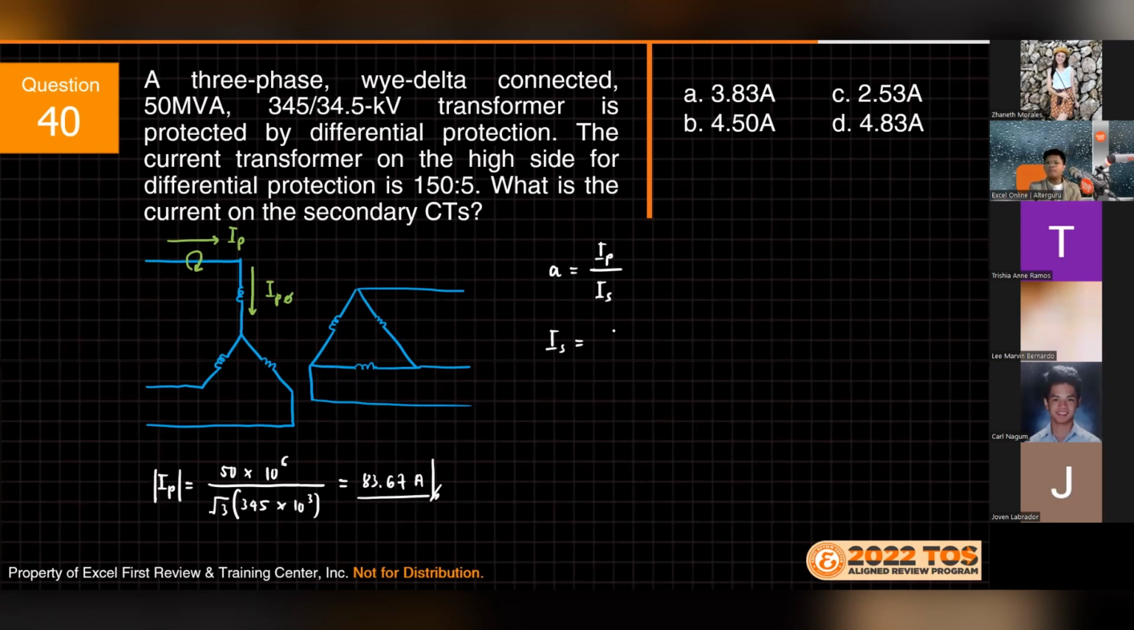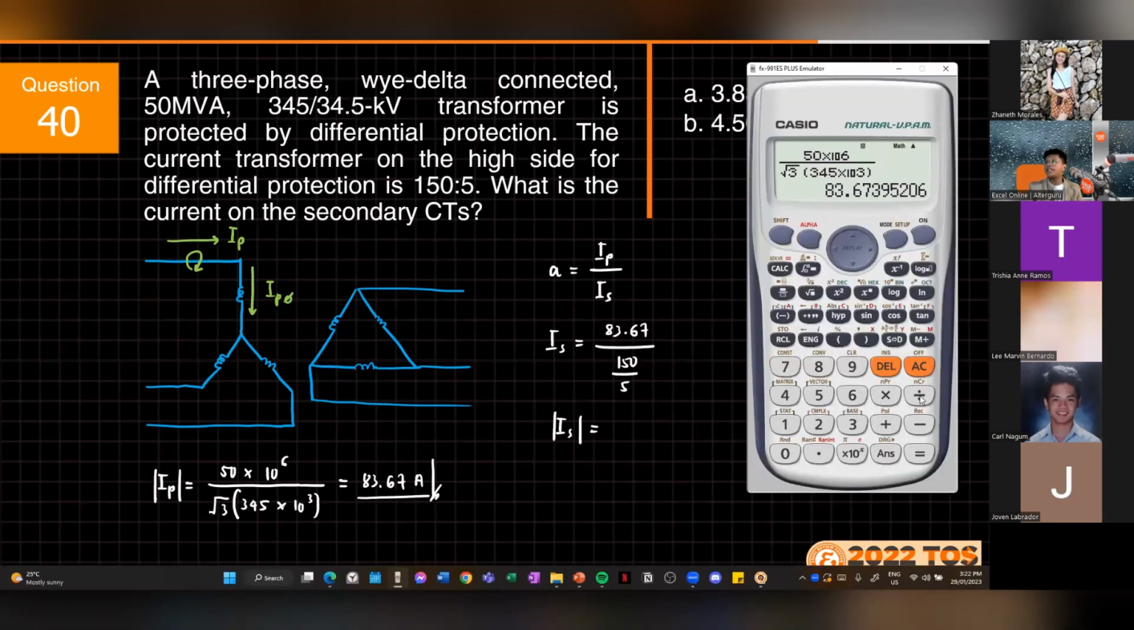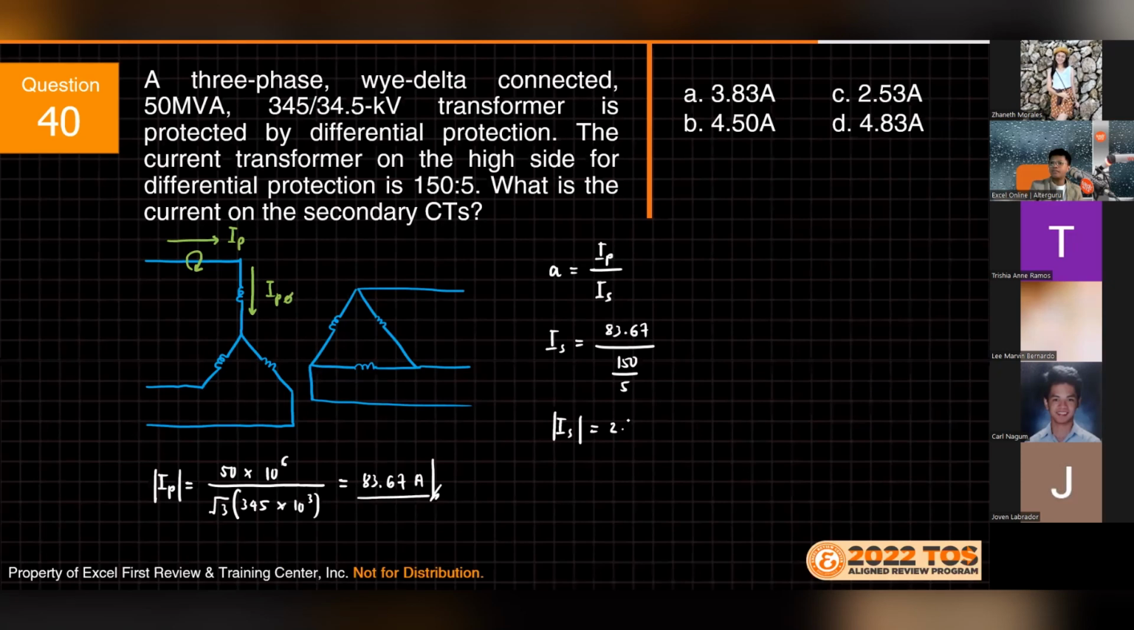The IP there is 83.67 all over A. What was the A there? 150 over 5. Okay? So IS now become equal to, i-divide natin ng 150 over 5. So we have here 2.789 amperes.